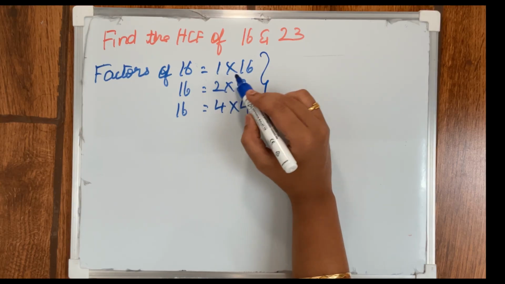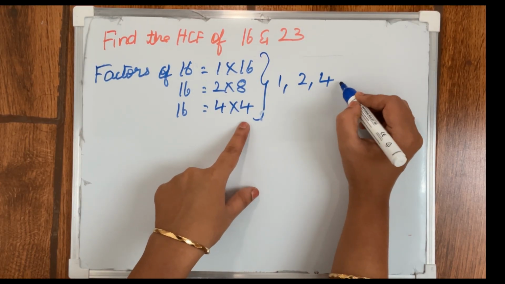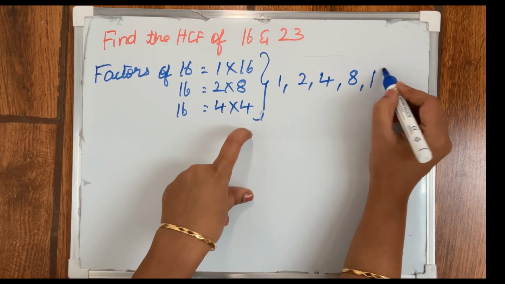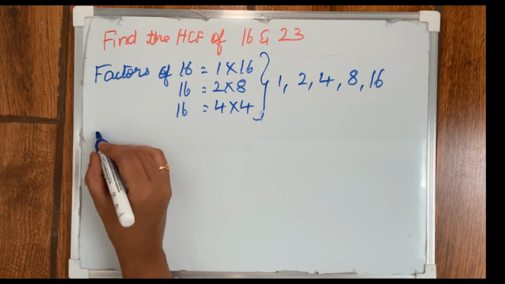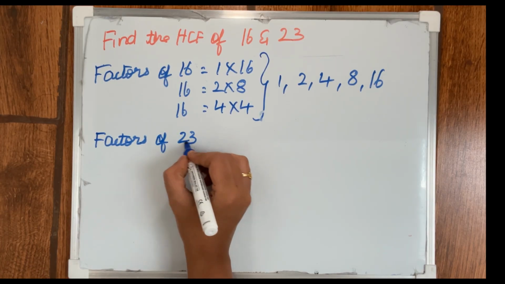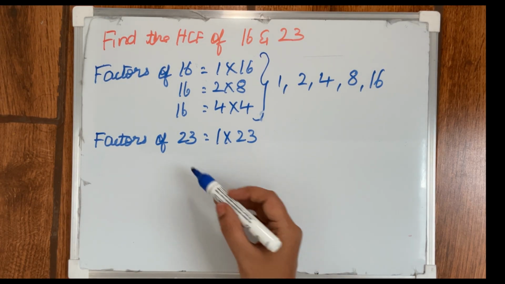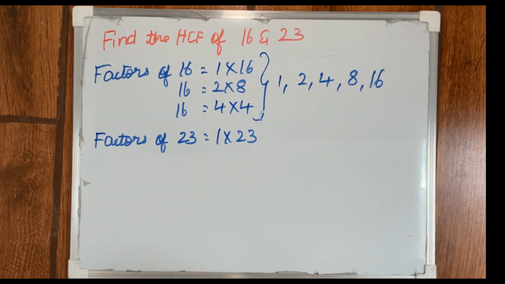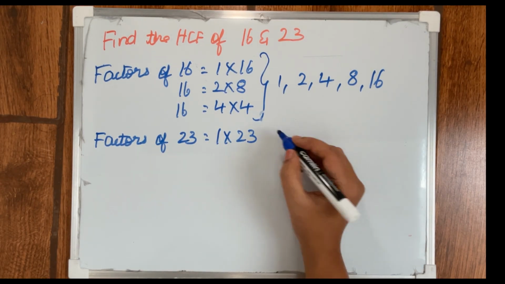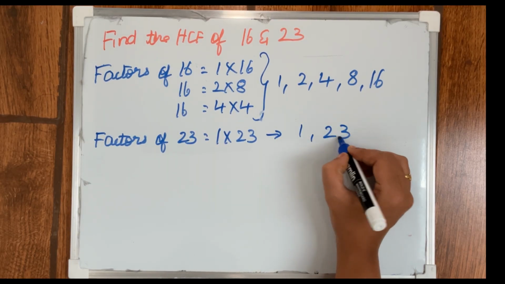So what are the factors of 16? 1, 2, 4, 8 and 16. Next, let's find the factors of 23. 1 into 23, which is common. Do we get 23 in any other table? No. So the factors of 23 are 1 and 23.